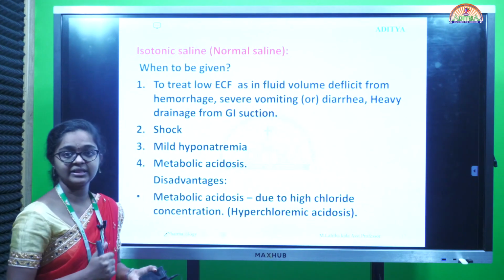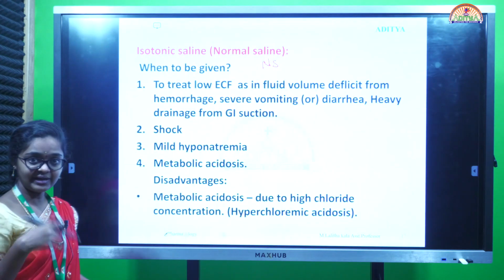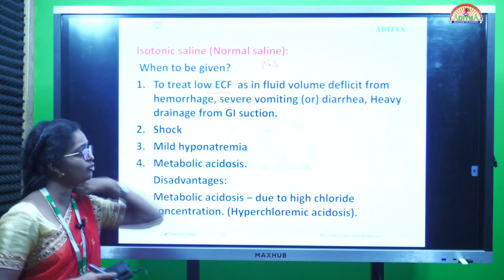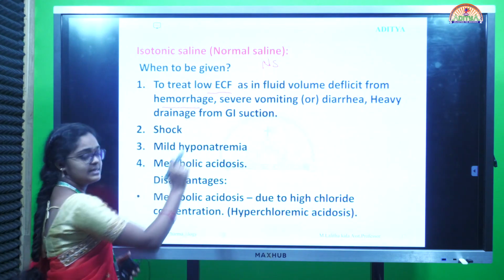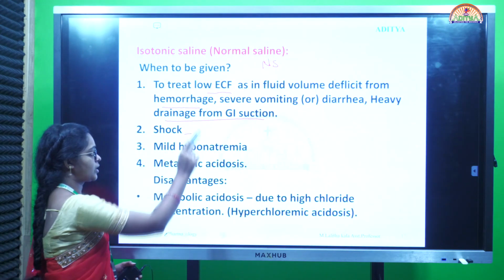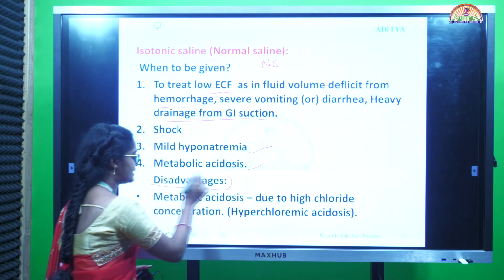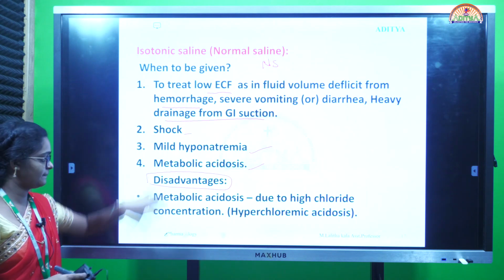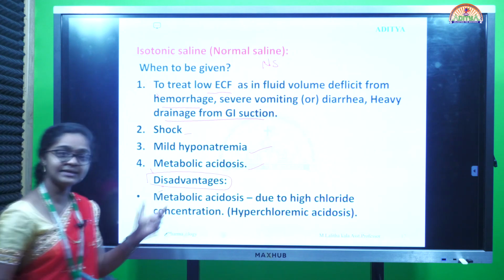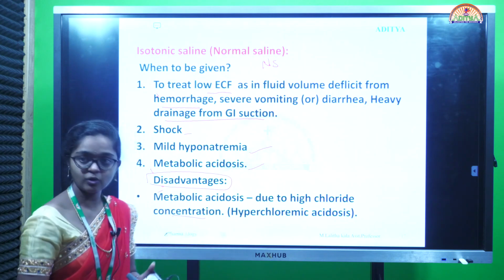Next, isotonic solution, that is normal saline. It is called NS. When is it given? Normal saline is given to treat low extracellular fluid, as in fluid volume deficit from hemorrhage, severe vomiting or diarrhea, heavy drainage from GI suction. Next, shock, mild hyponatremia, metabolic acidosis. Disadvantages include metabolic acidosis due to high chloride concentration, hyperchloremic acidosis.